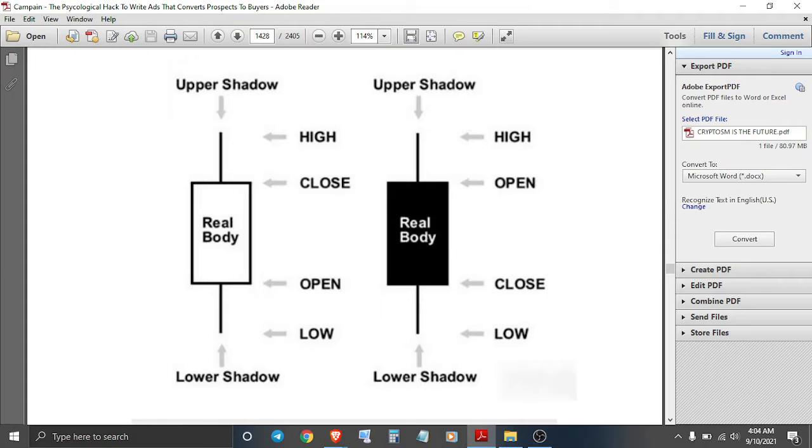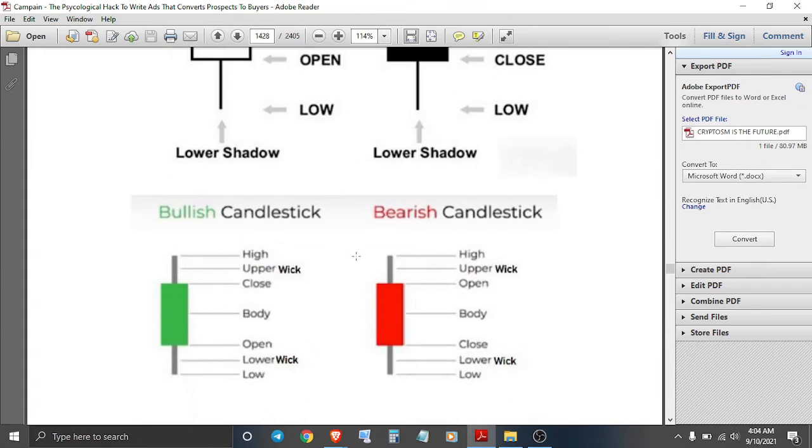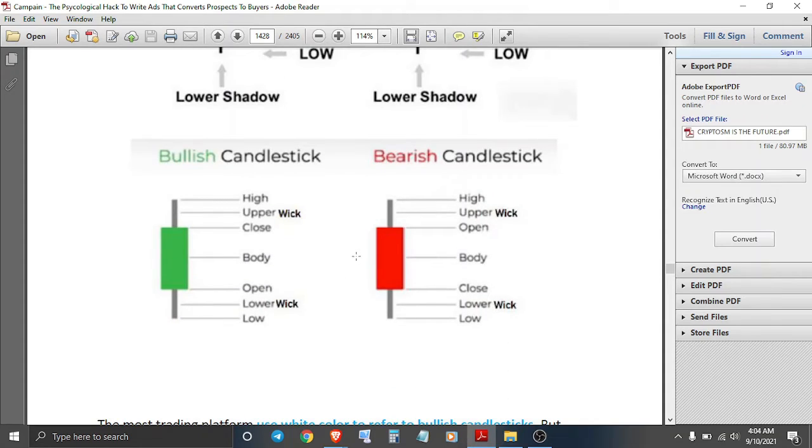Now it's still the same thing with the bearish candlestick. We have the long shadow or wick or tail, and we have the body, and this is where the candle opened to go bearish, and this is where it closes. This is another example of a bullish and bearish candlestick.